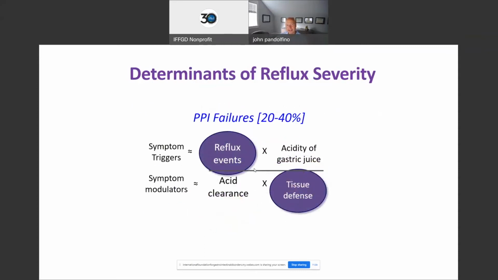The problem with that is that a lot of people do fail proton pump inhibitors. The reason they fail is that maybe their symptoms are not related so much to the acid as to the reflux of the gastric juice. Even if you reduce the acidity of the gastric juice, the refluxate is still pretty nasty, and it can still injure the throat and the lungs.